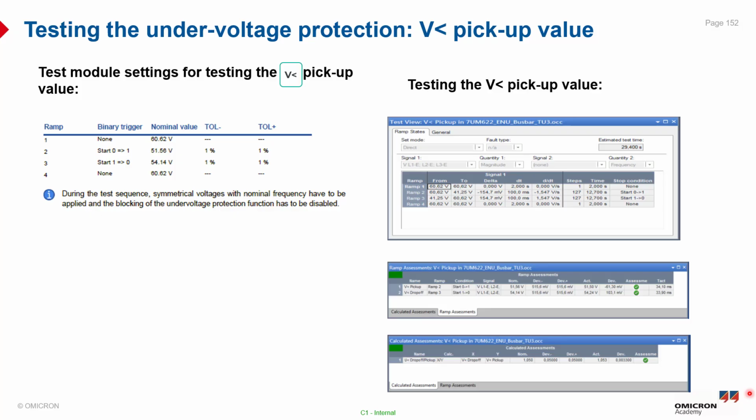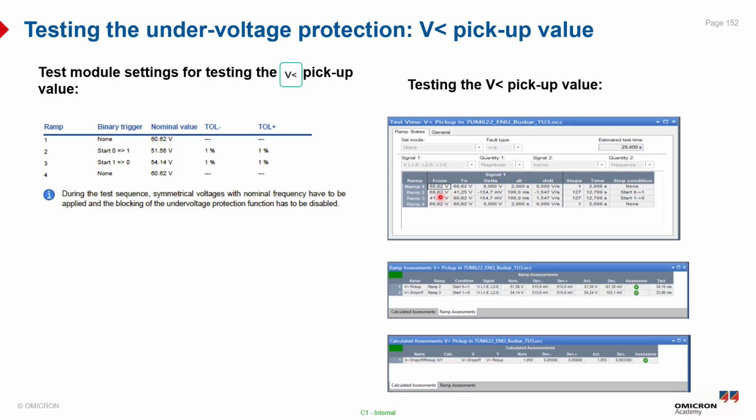During the test sequence, we also need symmetrical voltage at nominal frequency applied, and any blocking of the undervoltage protection should be disabled to ensure an accurate and valid test result. We can see here the test module settings for the V under pickup value. We have ramp 1 with the nominal value of the voltage. In ramp 2 we will use the start contact from 0 to 1 to detect the pickup value of the undervoltage protection. So we will ramp down the voltage, as you can see from the ramp view here.